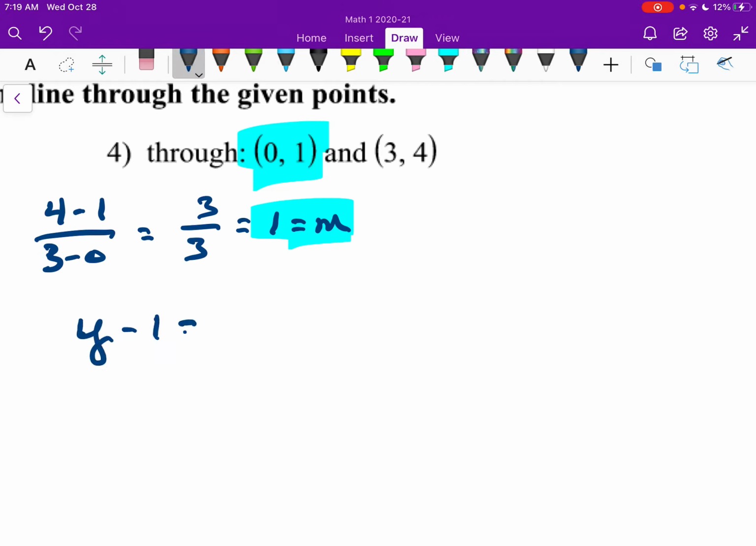Y minus 1 is 1 times the quantity x minus 0. Well, that's awesome. We have a 0. That's going to go away. Right? And remember, this is point-slope.